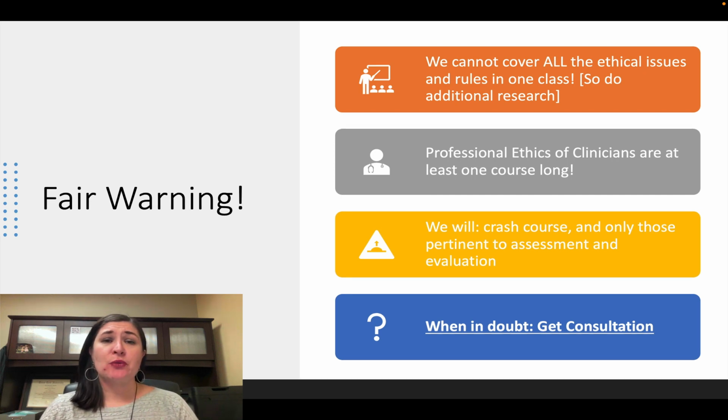Many clinicians go through an entire course just on ethics, so it's important to remember that we will be briefly going over the ethics required for a licensed chemical dependency counselor. This is a crash course, and we will only be focused on those that are pertinent for assessment and evaluation, which is what you will be doing with the substance abuse evaluation. Even for my own clinical choices, when in doubt, make sure you get consultation from a supervisor, from a peer, or somebody within the agency.